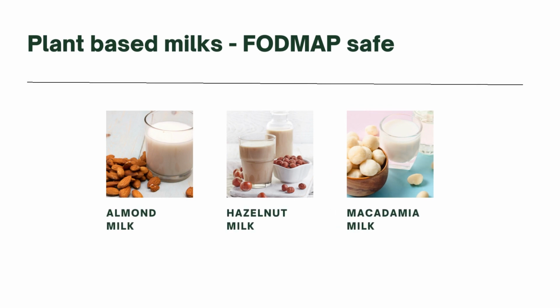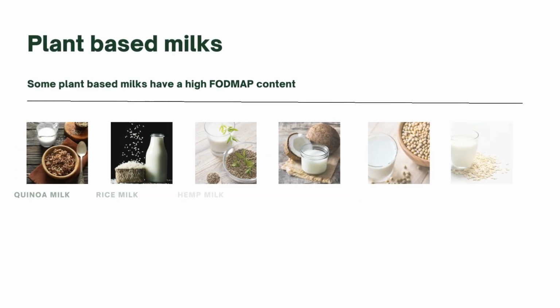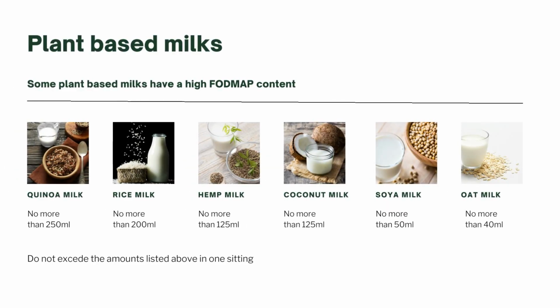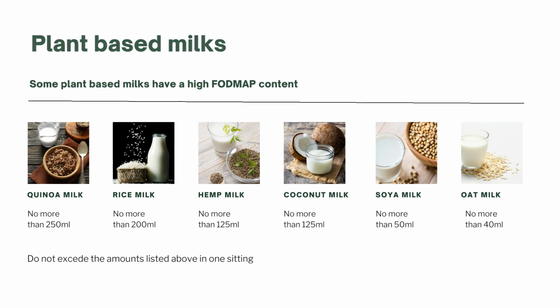Plant-based milks that are suitable for the FODMAP diet would be almond milk, hazelnut milk, macadamia milk, so all those nut milks. It's important to know that some plant-based milks actually have quite a high FODMAP content, and I've listed here, and you'll see on your handout, this exact page which lists the different types of plant-based milk and how much you should limit those to per session so that you don't have too much of a high FODMAP content.